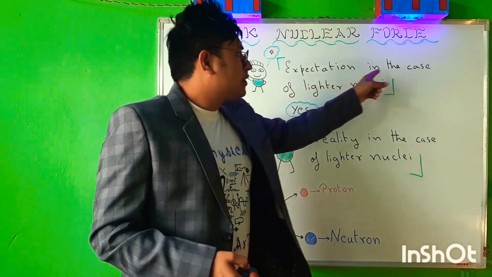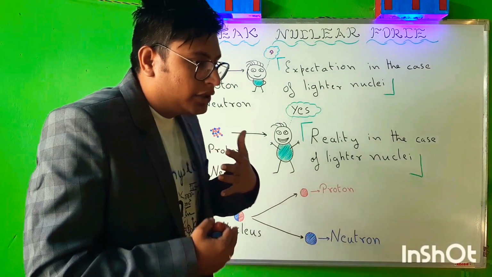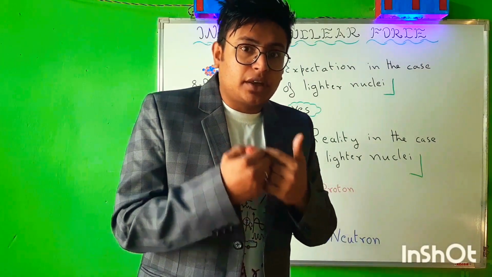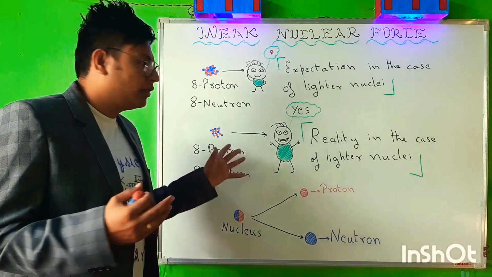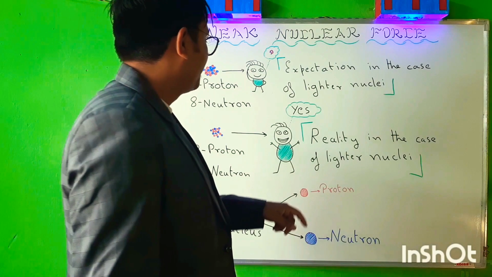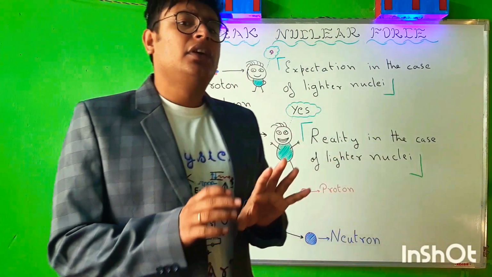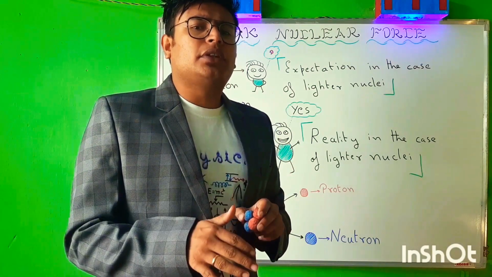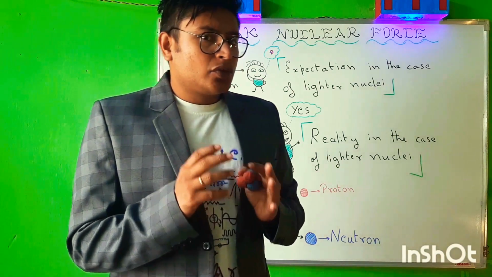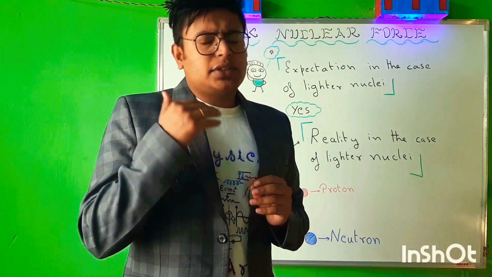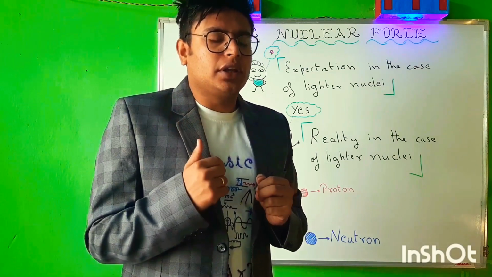This is my expectation in the case of lighter nuclei, and I find that my thinking was very much correct. It has 8 protons and it has 8 neutrons. This is the reality in the case of lighter nuclei, where the number of protons and the number of neutrons are very much less. Now let us use a little critical thinking.